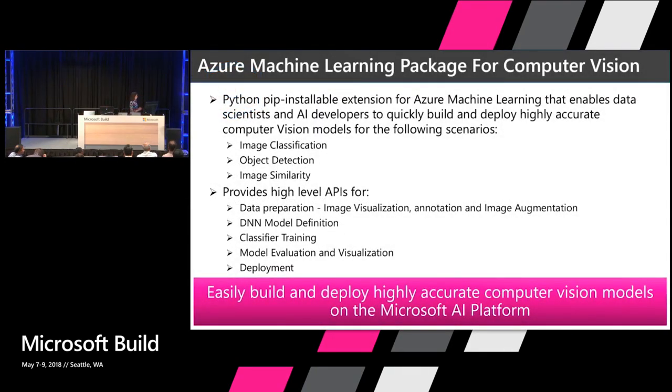So I think, just to recap, we have the Azure Machine Learning package for computer vision. It is a pip installable extension for Azure Machine Learning, and you can do things in the area of classification, detection, and image similarity. Once again, these are fairly high-level APIs for this workflow of building computer vision models, but you get a little more detail in each of the steps below.